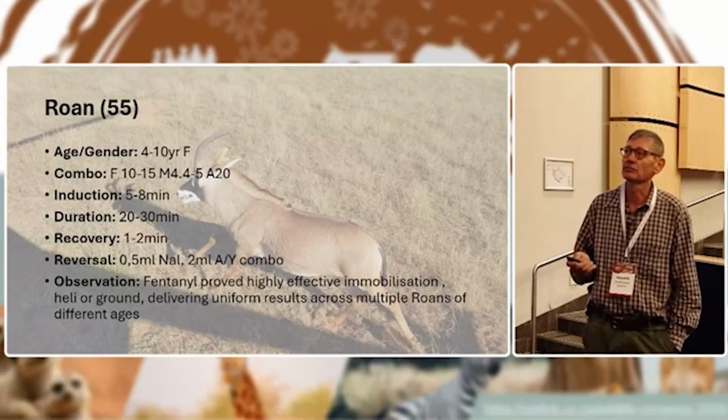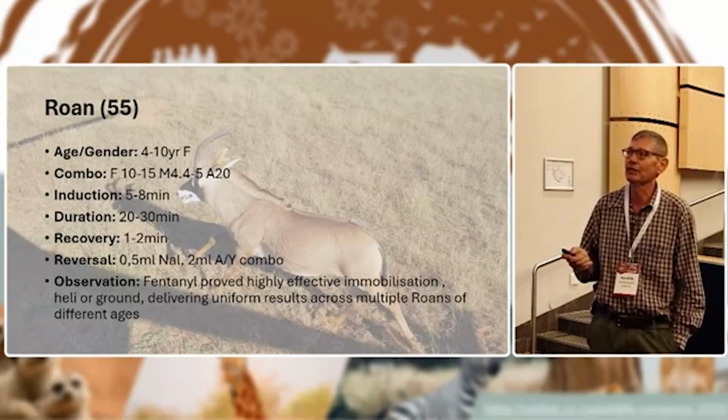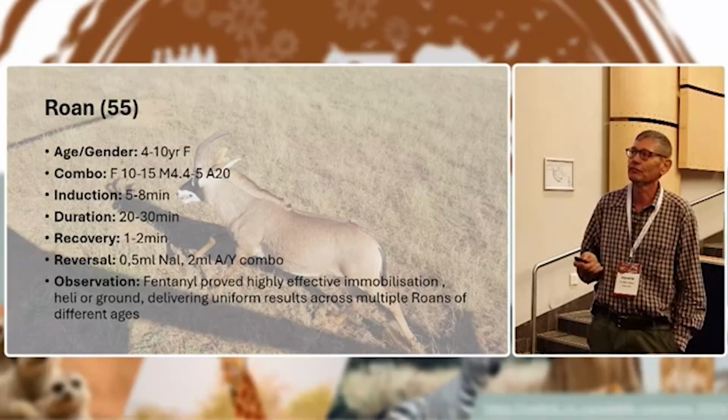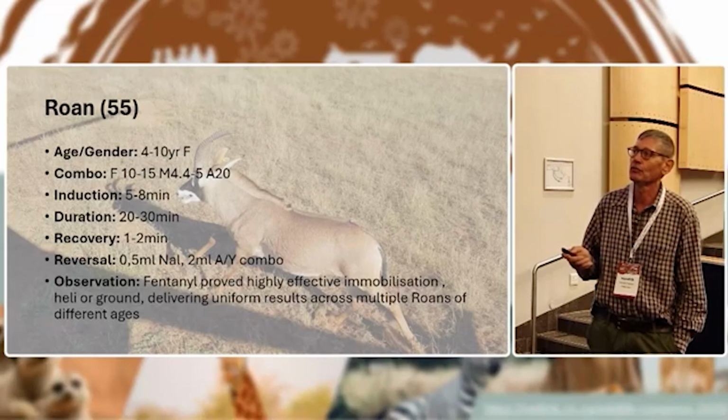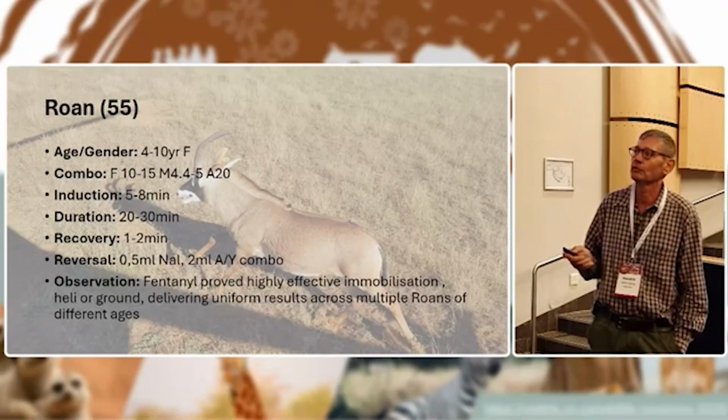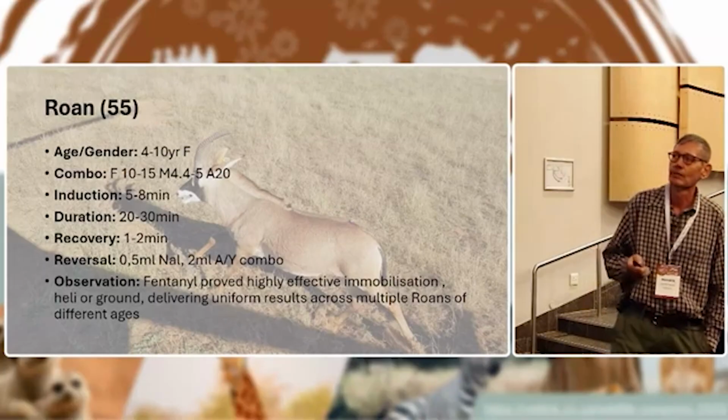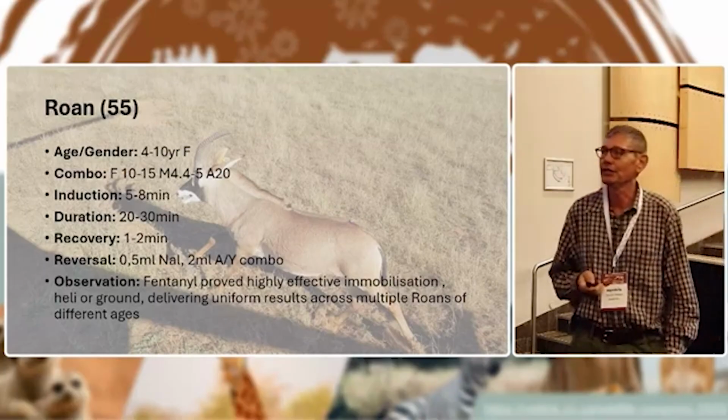Roans, it's one of those more difficult species for us. 10 to 15 fentanyl, 4.4 to 5 medetomidine, and 20 azaperone.